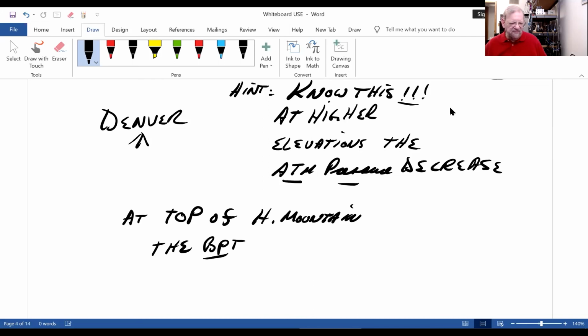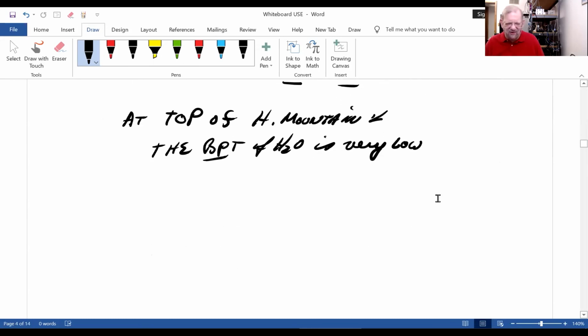the boiling point of water is very low. And you should know this. Why? Because you're at a real high elevation, the atmospheric pressure is less. Therefore, you need less energy to make the vapor pressure equal atmospheric. So the boiling point at the top of the Himalayas is way low. On Monday, I'll tell you more what it is. So you should know this.